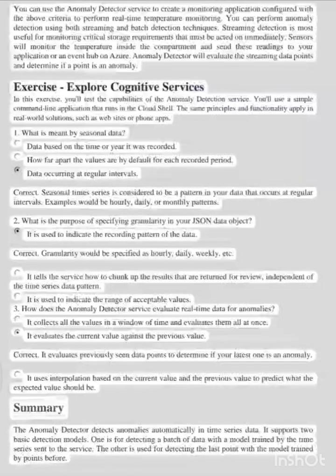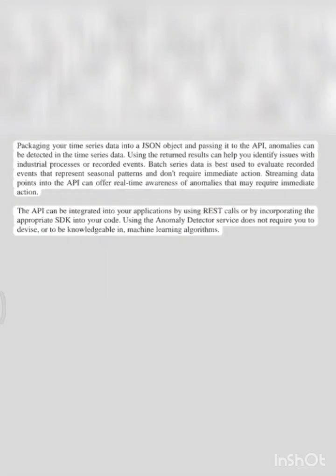Summary. The anomaly detector detects anomalies automatically in time series data. It supports two basic detection models. One is for detecting a batch of data with a model trained by the time series sent to the service. The other is used for detecting the last point with the model trained by points before. Packaging your time series data into a JSON object and passing it to the API, anomalies can be detected in the time series data.